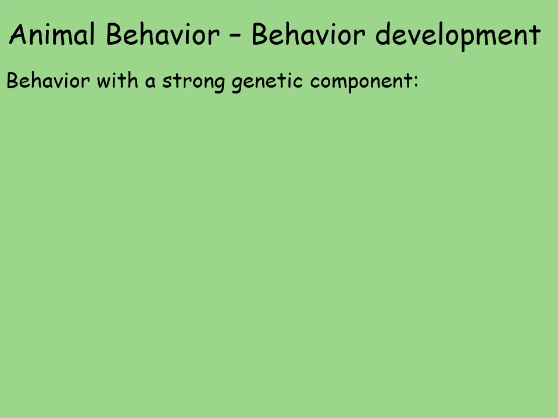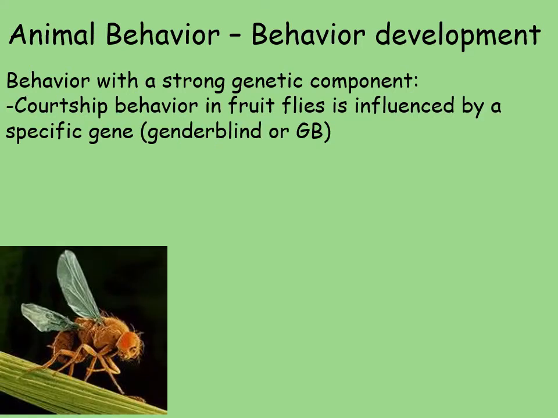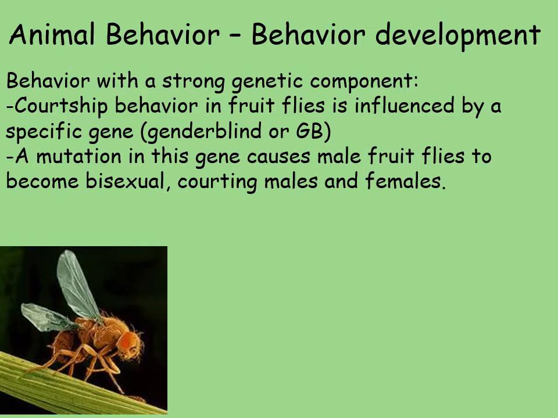Okay, so let's see some other examples of genetically hardwired behaviors. Fruit flies have been studied a lot for their genes, and a lot of their behaviors are genetically hardwired by particular genes, including courtship behavior. Courtship behavior in fruit flies is influenced by a specific gene, called the gender blind gene, or GB. A mutation in this gene causes male fruit flies to become bisexual, to equally court male and female fruit flies.